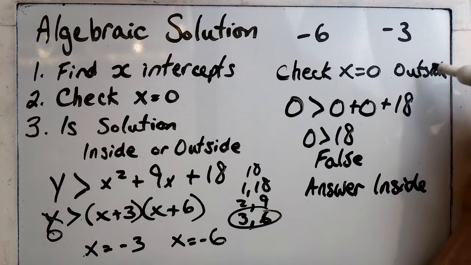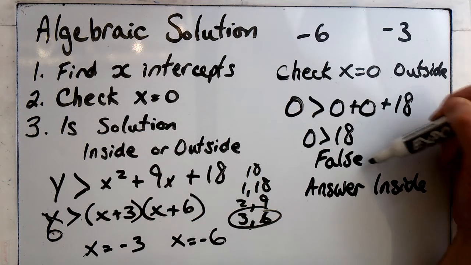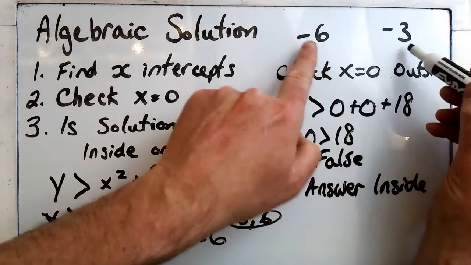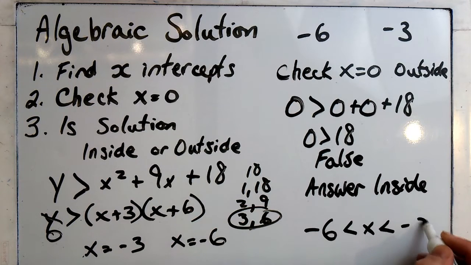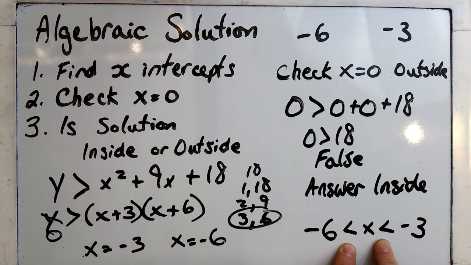Let me explain that one more time. We checked the outside, but the outside didn't work. So the outside is not the solution. The solution is inside. Now inside is between these two. And I write my answer. X is anything in between these two. The inequalities always face the bigger number. And if you're not sure what goes here, go back to the original part. We have no equal sign, so I'll have no equal sign in the answer.